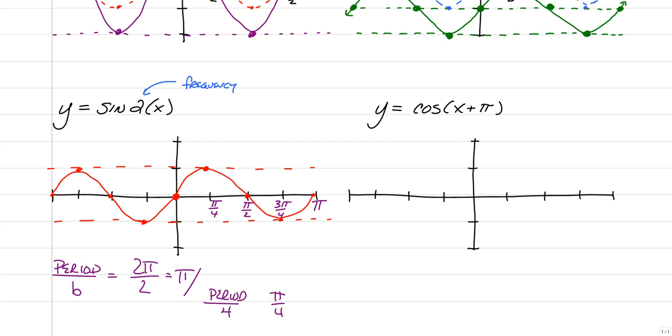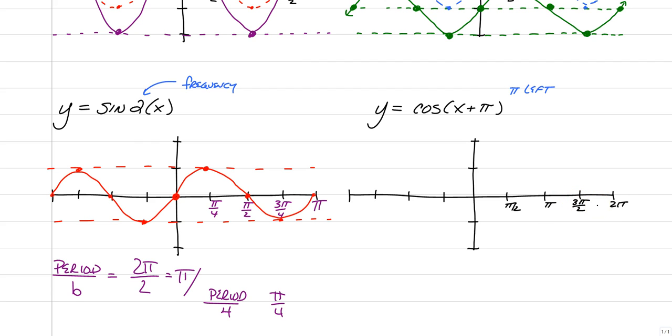Finally, last example is going to cover a horizontal shift. Now this is a pi to the left, because it follows the same rules. When it's inside the parentheses, it's opposite of what you think. And since we do not have a change, we don't have a b value, this is still our 2 pi, this is still our pi over 2, and our 3 pi over 2.